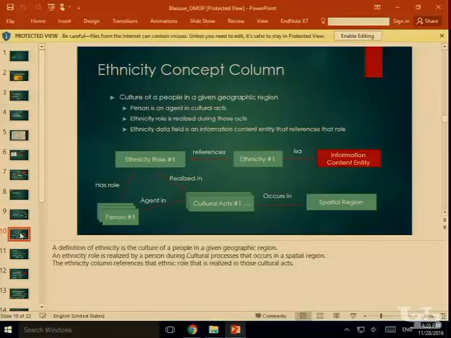And it's a similar role with ethnicity. I found a little bit better definition. The definition of ethnicity is the culture of people in a given geographic region. Okay, so I defined cultural acts. So there's a bunch of these cultural acts going on, and an ethnic role is realized in those cultural acts, and the field is an information content entity about that instance of ethnicity, which also is supported by the people in those roles, which also occurs in a spatial region.